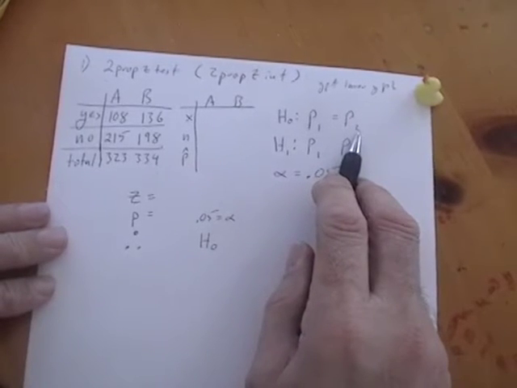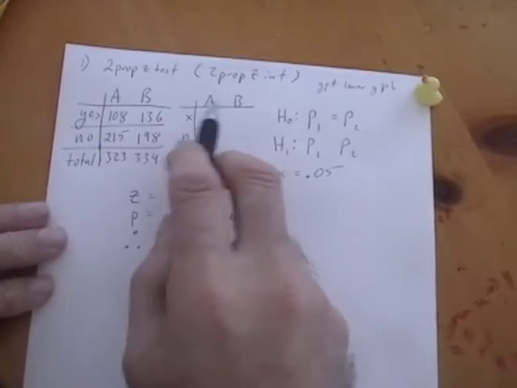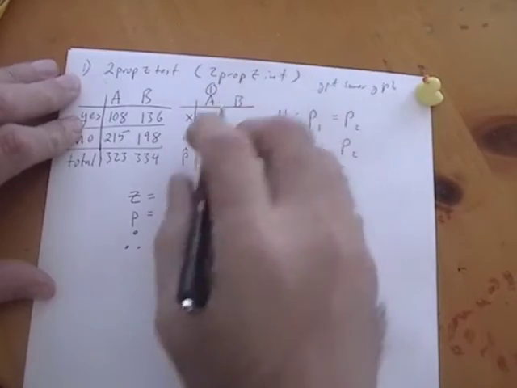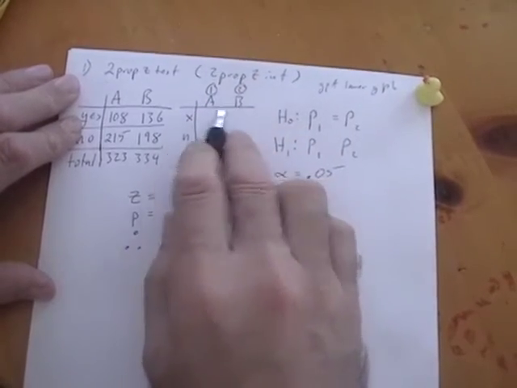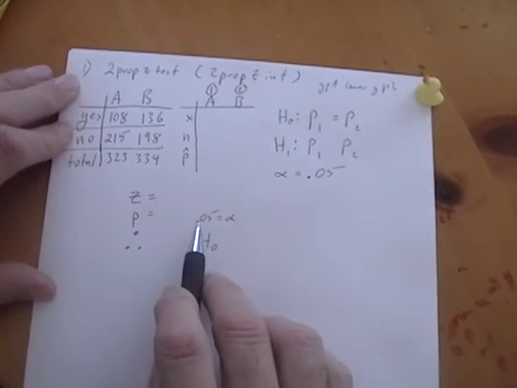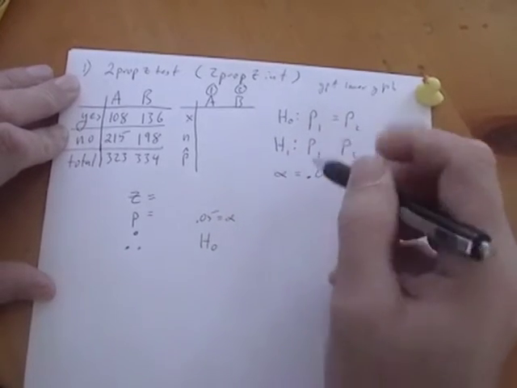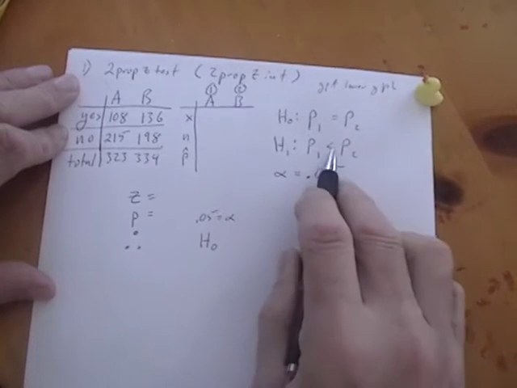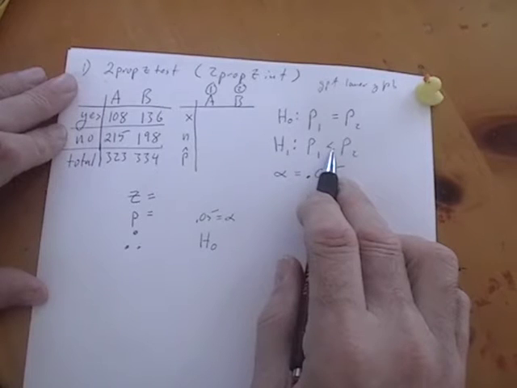But now we have to make a connection between these numbers and these categories. So I'm just going to put a 1 above the A and a 2 above the B, so I know that Group 1 and Group A are the same. If I suspect that Group A has a lower proportion than Group B, then, as before, that becomes the inequality that I use in my alternative hypothesis.